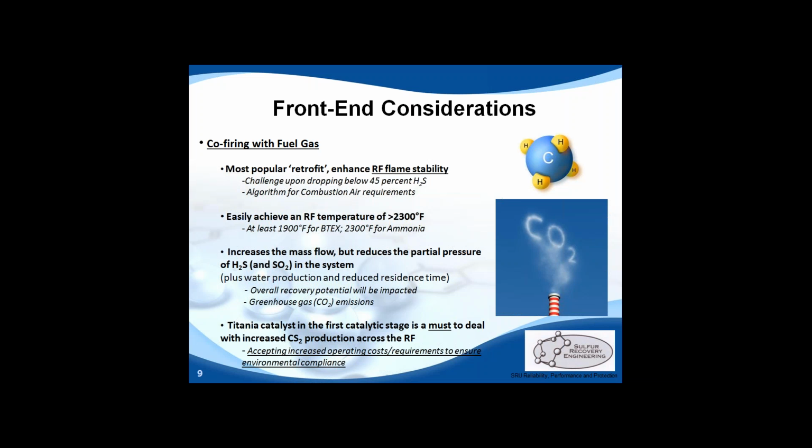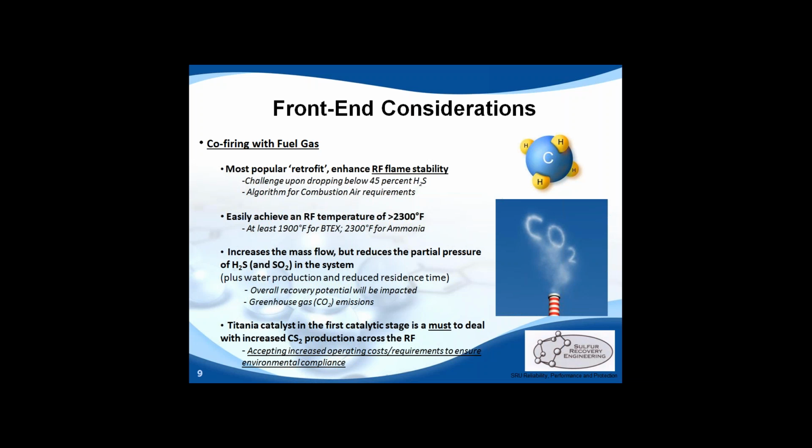Obviously, the overall burn strategy for our unit would change if we're also adding fuel gas to the front end of our reaction furnace. In general, for a fuel gas stream that's 100% methane, the burn stoic is approximately 9 parts of air per 1 part of fuel gas. So we would have to look at the algorithm for how much air we're introducing to the reaction furnace if we're also going to supplement a little fuel gas in the front. We're able to easily achieve high RF temperatures.